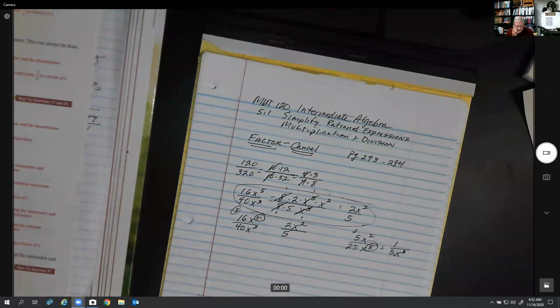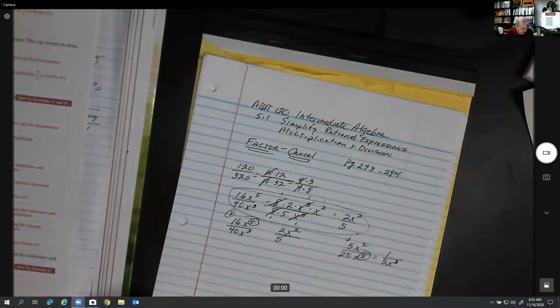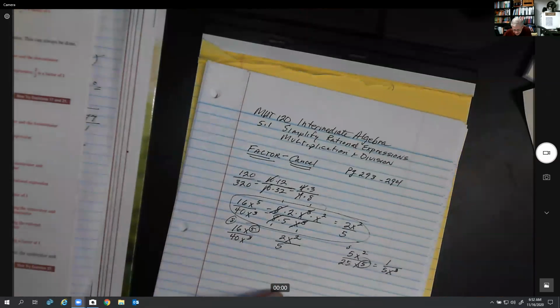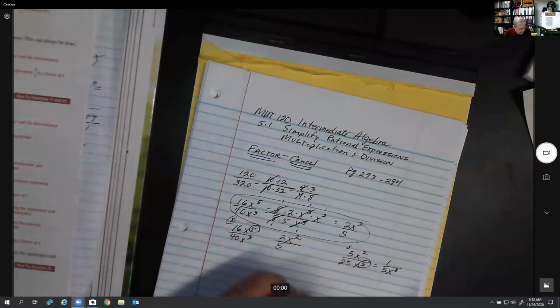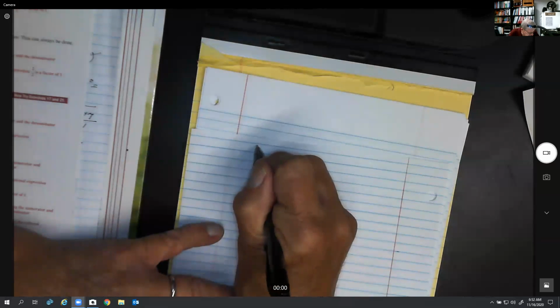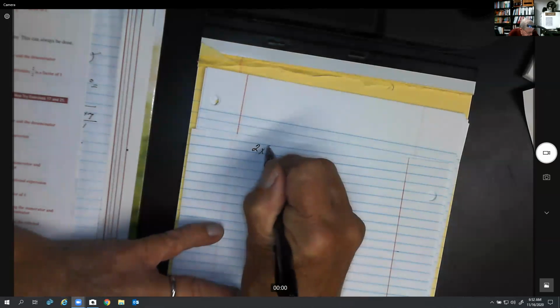Does that make any sense? I hope so. All right, most of the time what we're gonna be doing, however, is a little bit more complicated than that. If we're gonna have terms that are binomials, let me take a look at a problem here. Let's suppose we had this problem. This is example 10 in your book.